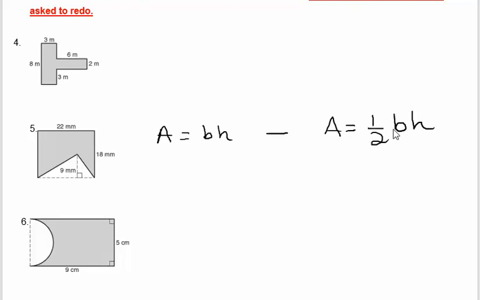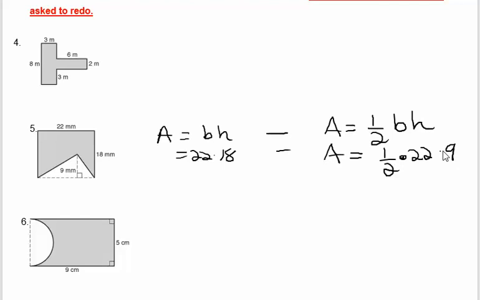So let's see if we can figure out the numbers here. Of the rectangle, the base is 22 and the height is 18. That one's easy enough. Now what about the triangle? The triangle, we have the base is from here to here. Well, that's equal to the base of the rectangle. That's the 22. The height of the triangle is not 18, only the 9 from here to here.